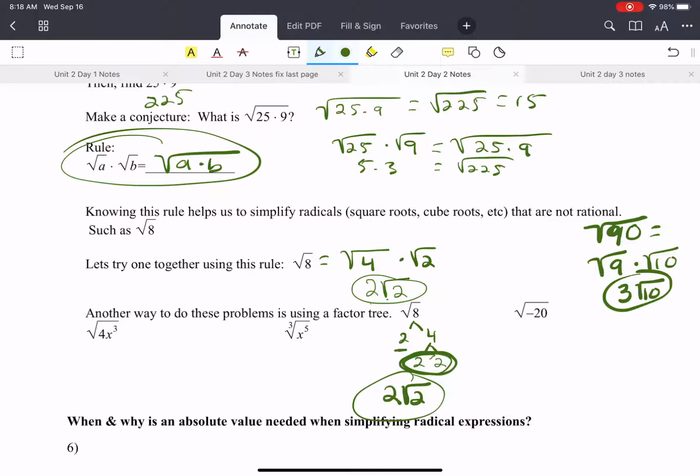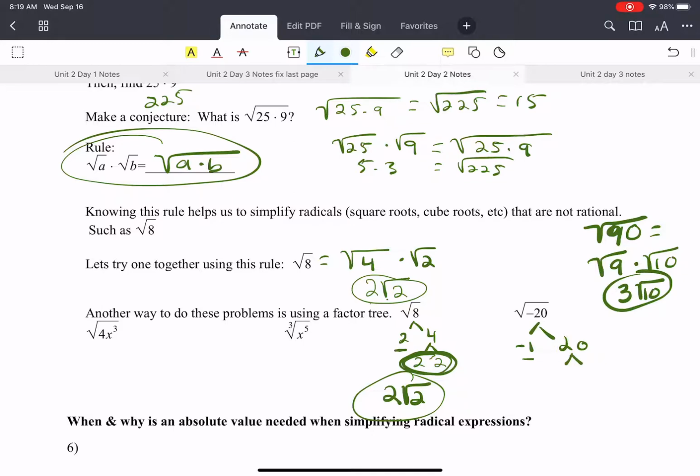Okay, let's try another one. Tell me square root of negative 20. Tell me anything I can take out of the square root of negative 20. Okay, what should I do first though? No, not make it positive, but take out the negative 1, right? So split it into negative 1 and 20. So what is the fact that I took this negative 1 out? Tell me my answer is going to have? An i. An i. Okay.